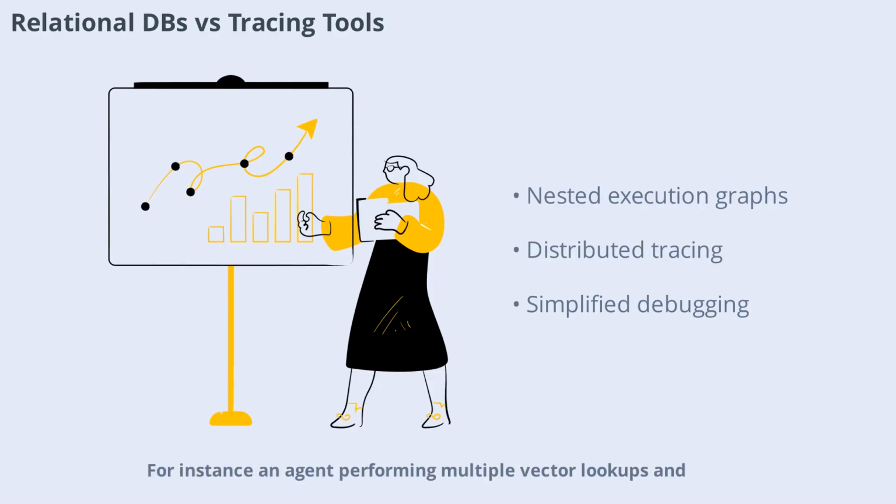For instance, an agent performing multiple vector lookups and tool calls can be logged as a clean, nested JSON trace tree, making debugging and performance analysis far simpler.